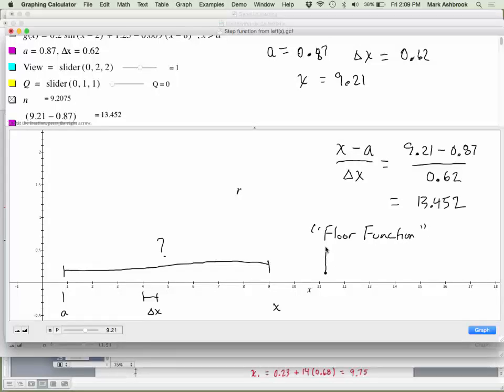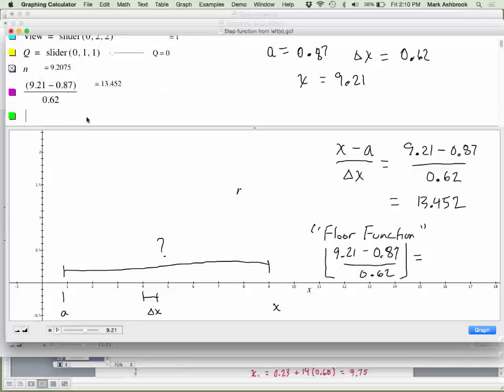So if you do, and then you symbolize it this way. So if you do the floor of (9.21 minus 0.87) over 0.62, and then you do that quotient, and then take the floor of it. Well, let's do it.